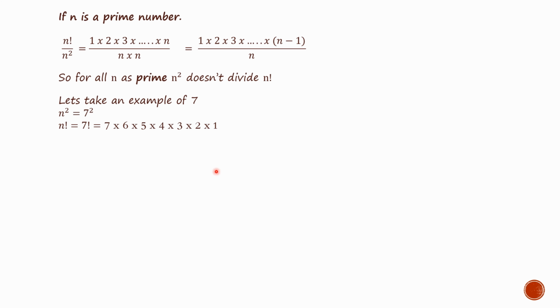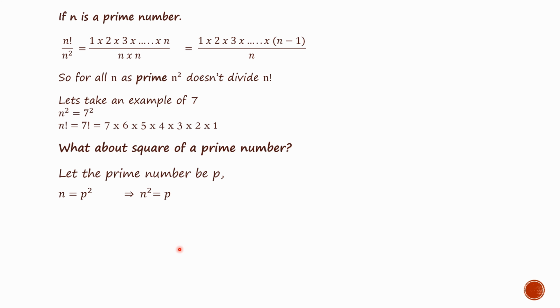Now what about the square of a prime number? The square of a prime number is not a prime, but it contains more than one prime factor. So let's take p as a prime number. So n becomes p squared and n squared becomes p to the power 4. So our number is a square of a prime number, p squared, and n factorial can be written as p squared times p squared minus 1 times p squared minus 2 till p and then multiplied till 1. Now in this case, for n factorial to be divisible by n squared, n factorial needs to have 4 factors of p.